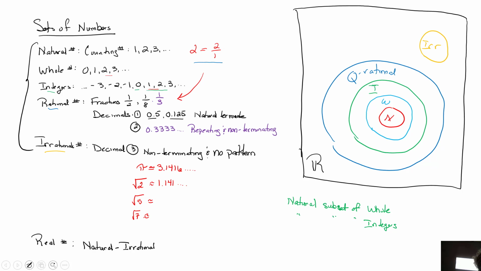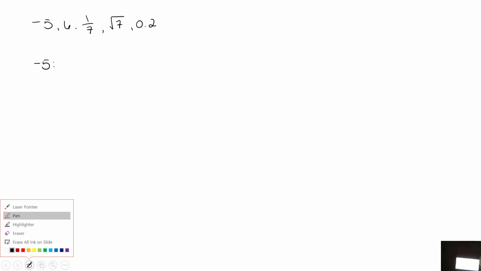So, how you doing so far? Good? Now let's talk about some examples. Let me give you some numbers, and let's talk about which group they would be part of. So, let's talk about the number negative 5 first. I want to know which group of numbers the number negative 5 falls into.